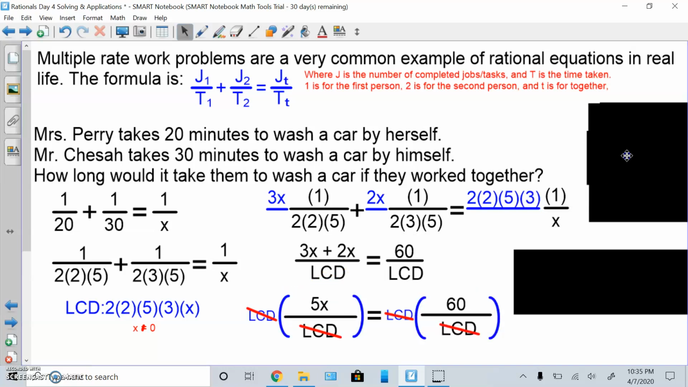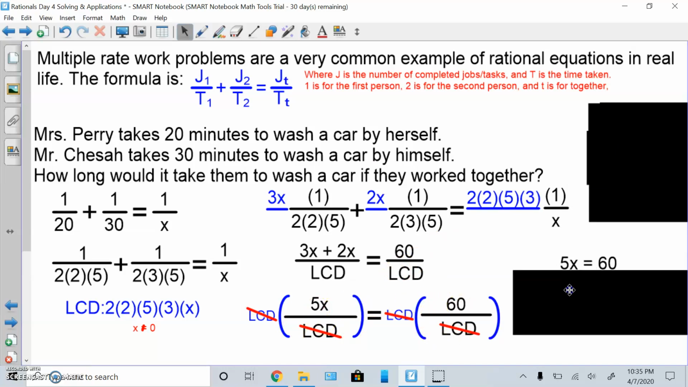Then we're going to get rid of the fractions by multiplying both sides by the denominator, which is the LCD. So those cancel out. And what's left at the top? We have 5x equals 60. That's our equation we're going to solve. It's linear. Get x by itself.